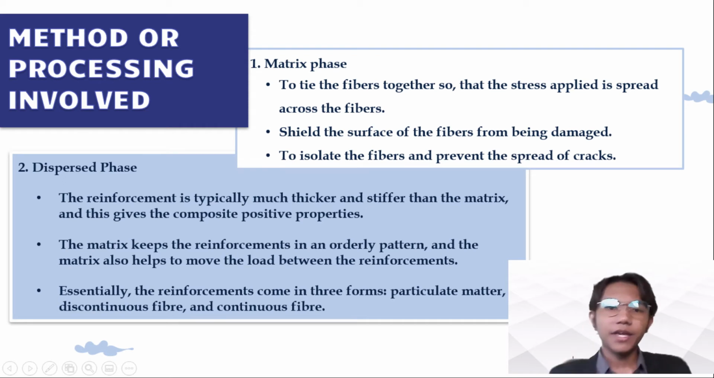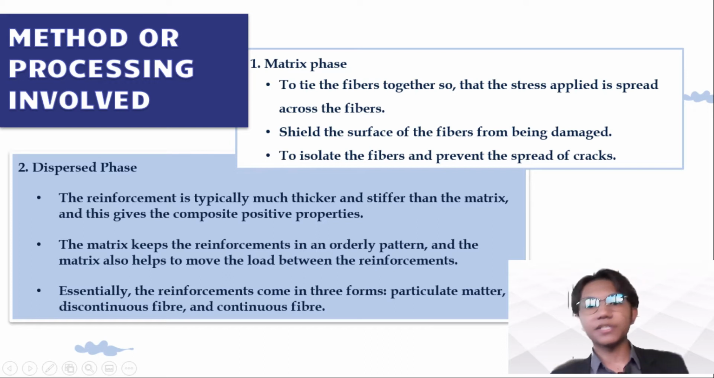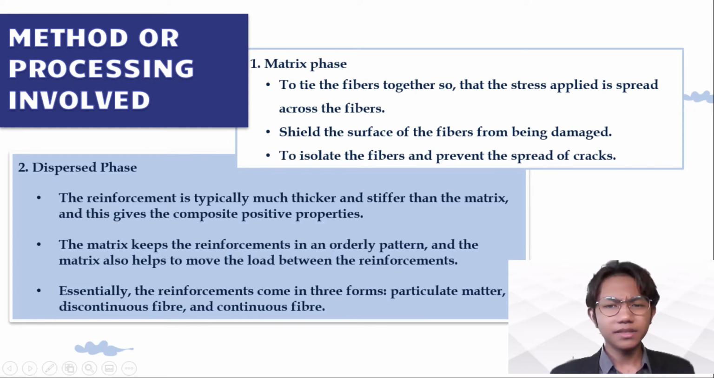The other way is the dispersed phase. The reinforcement is typically much thicker and stiffer than the matrix, and this gives the composite positive properties. In addition, the matrix keeps the reinforcement in an orderly pattern, and the matrix also helps to move the load between the reinforcement. Exceptionally, the reinforcement comes in 3 forms, particularly metal, discontinuous fibers, and continuous fibers.